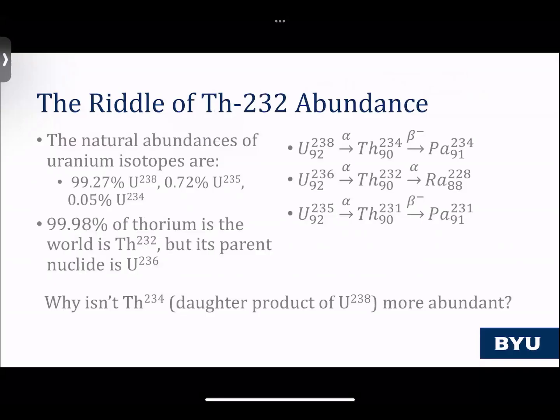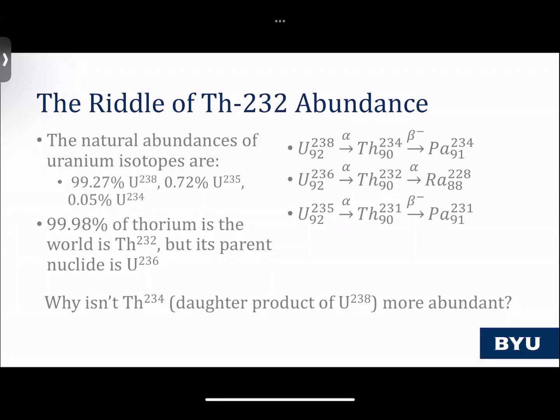To help you understand the concept of a pseudo-steady state, I'm going to go through this riddle of the abundance of thorium-232 on Earth. If you look at the natural abundance of uranium isotopes, we have a lot of uranium-238. Almost all of it is uranium-238. We have a little bit of 235 and then a tiny bit of 234.